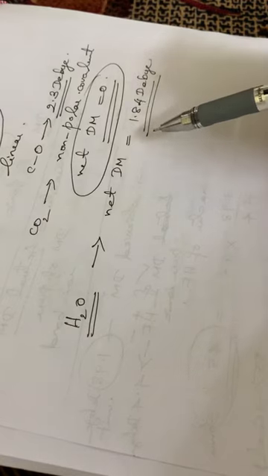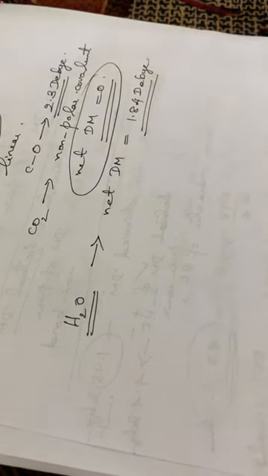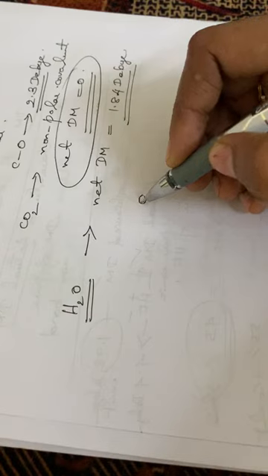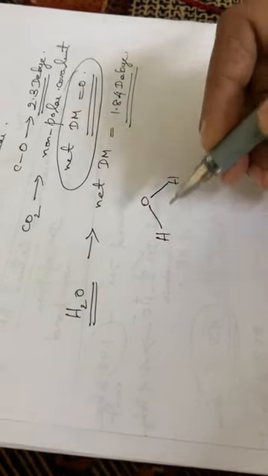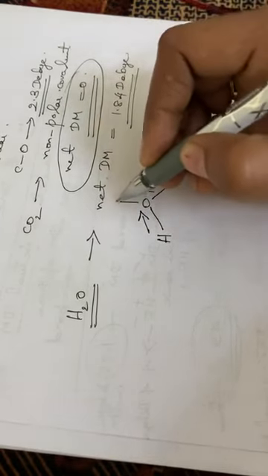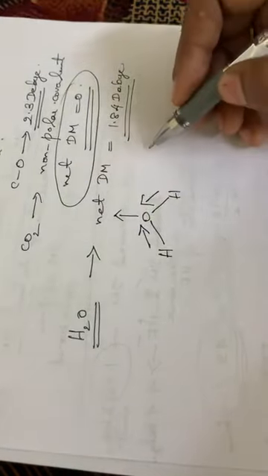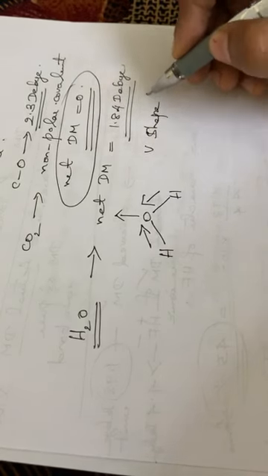So for the water molecule, the net dipole moment will be equal to 1.84 Debye. For that we have to go through the geometry of the water molecule. The geometry of the water molecule will be like this: oxygen, then two hydrogens, isn't it? And the dipole moment will be acting through these vectors. So this water molecule has a V shape, or a bent geometry, isn't it?